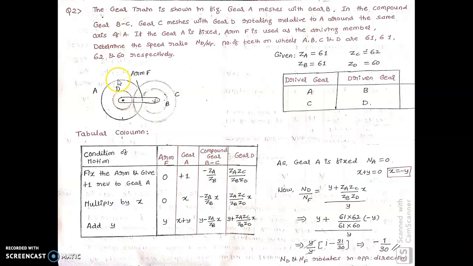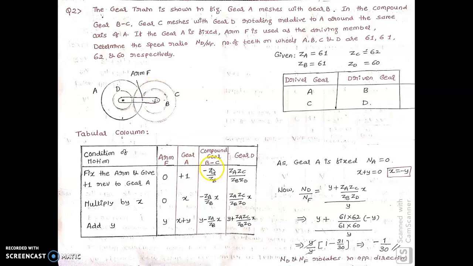See, A is connected with B, right? So what is the train value formula? It is the ratio of the number of teeth on the driver gear divided by the number of teeth on the driven gear. So here the driver gear is A, that's why this is very important, I said. Driver gear is A, driven gear is B. So ZA by ZB, and a minus sign because A and B are rotating in opposite directions.